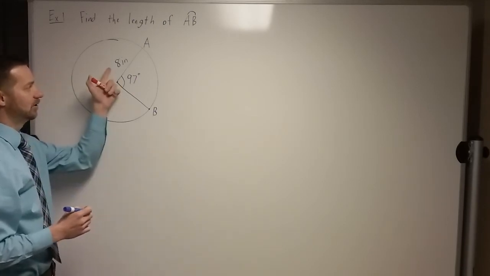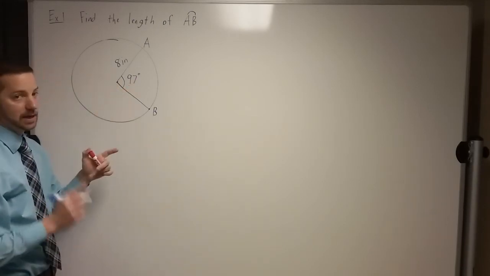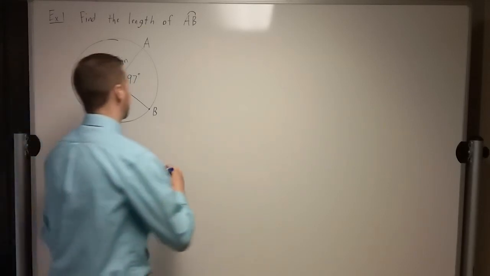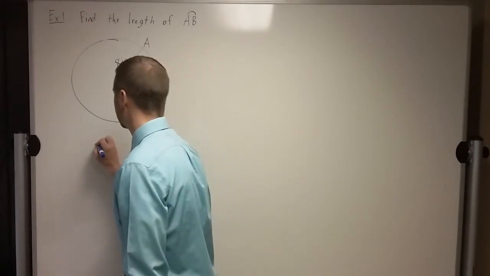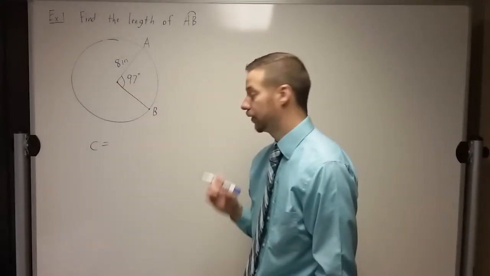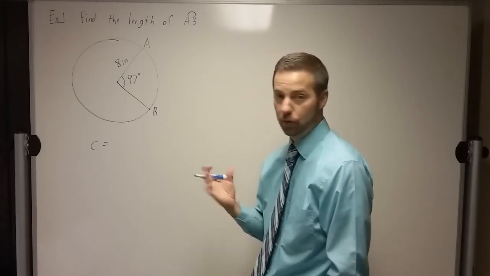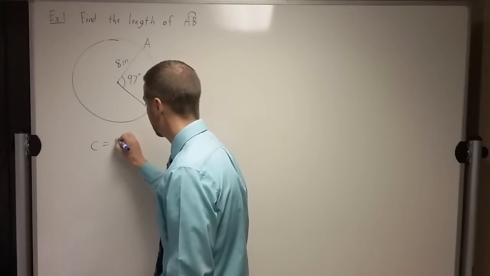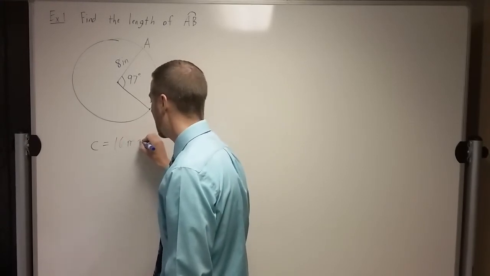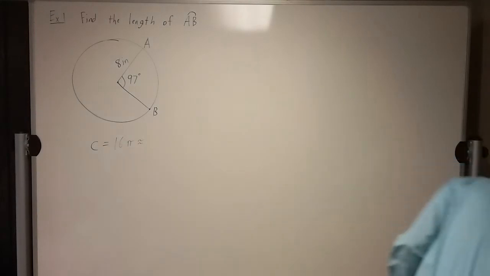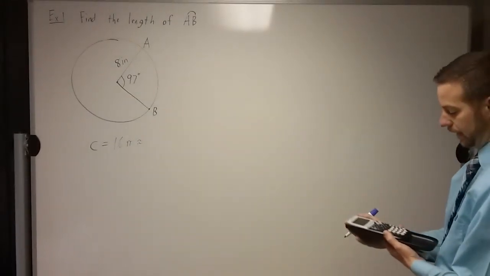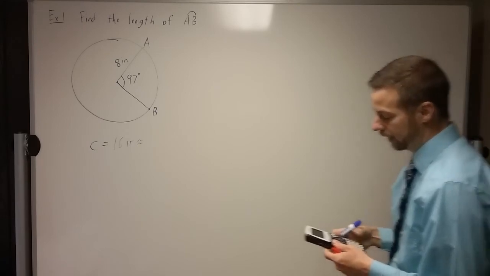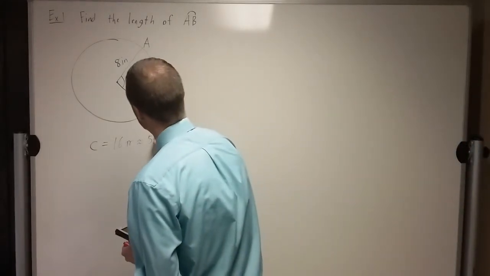We know the radius is 8 inches. We know the measure of arc AB, not the length. The measure is 97 degrees. So we're going to see if we can find, first off, the whole circumference of this circle. So circumference is pi times diameter, or 2 pi r. If the radius is 8, the diameter is the whole way across, so that's 16. So the circumference is 16 pi in this. Or if you like it as a decimal, let's figure out what that is. 16 pi is about 50.27.